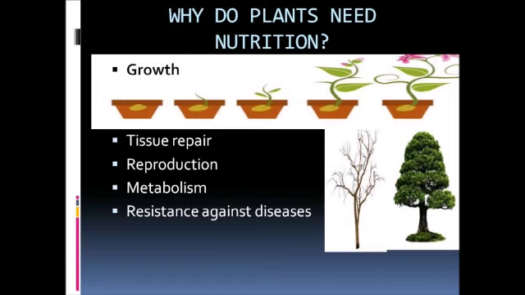Next important thing is metabolism. That is the various life processes that are needed for the survival of life. For that also nutrition is required. So for all these they need energy, and from where will they get energy? Energy is obtained from nutrition. Another important thing is resistance against diseases. The energy coming from the food helps the plant to resist the diseases.